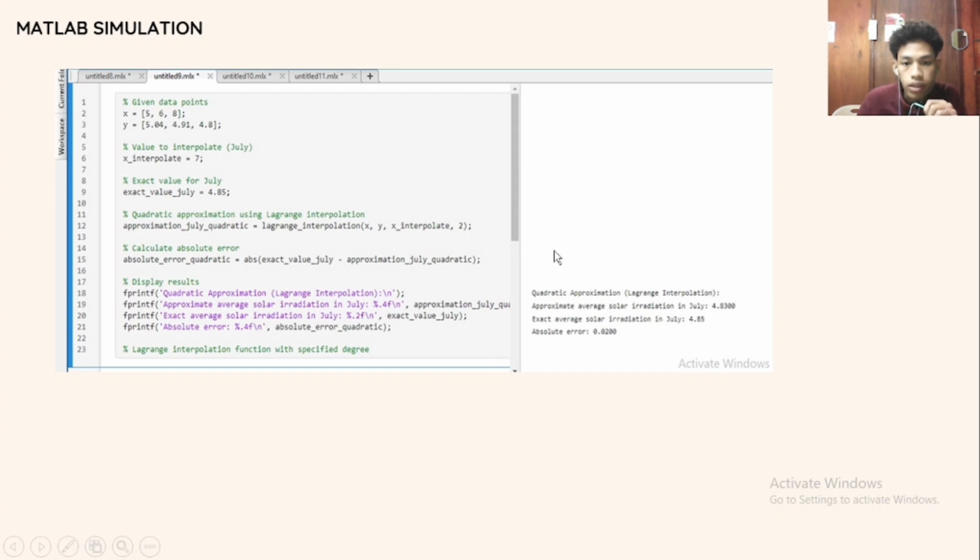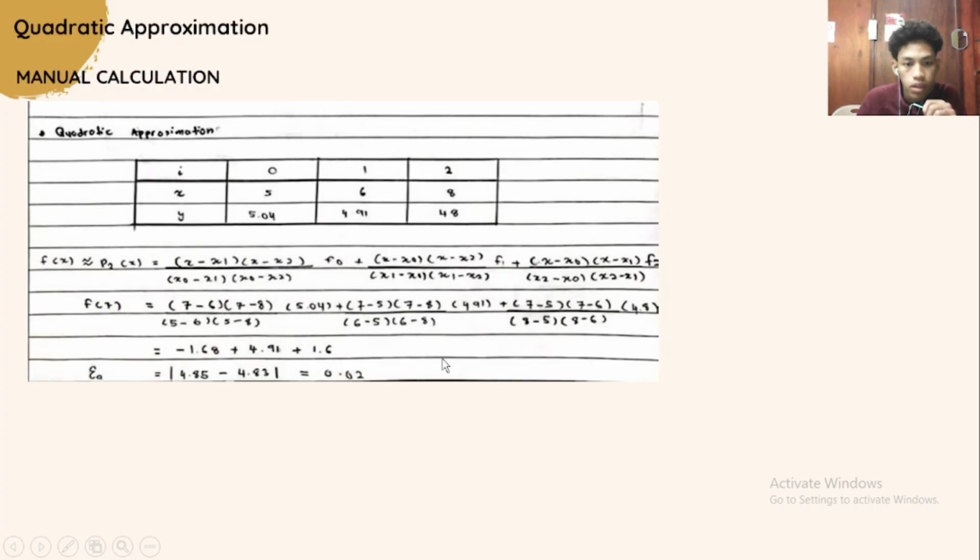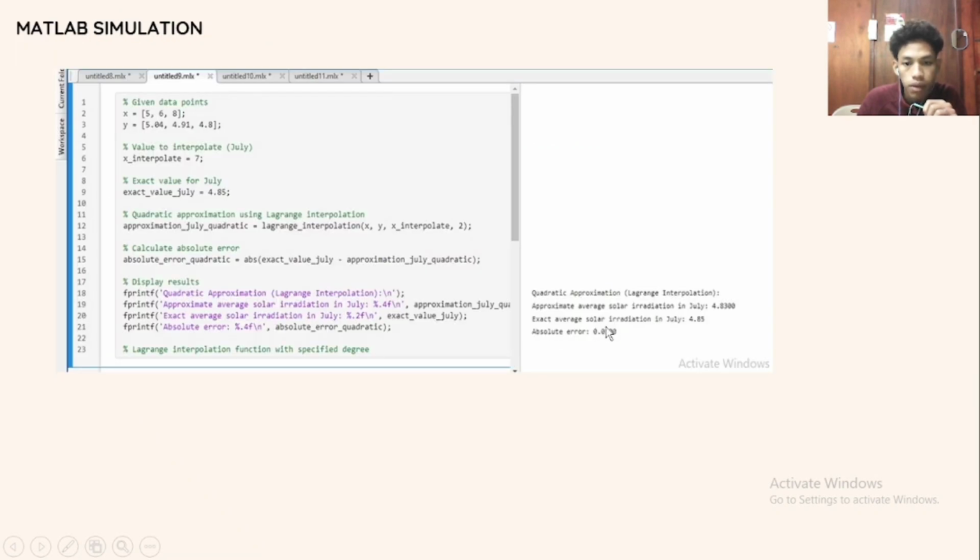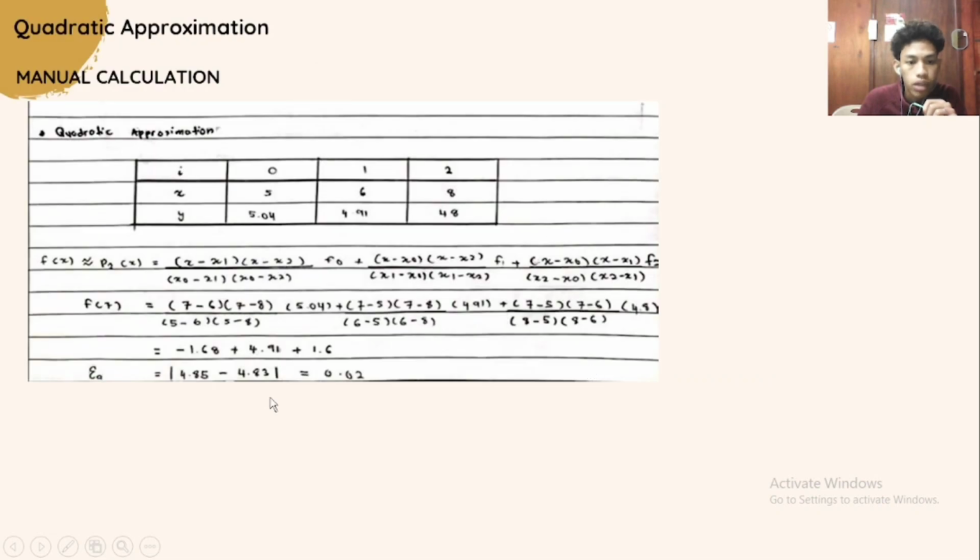We got the result here: quadratic approximation, Lagrange interpolation. Approximate average solar irradiation in July is 4.83, and the exact average solar irradiation in July is 4.85. So the absolute error is 0.02. The answer we got in the MATLAB simulation is exactly the same as the manual calculation.